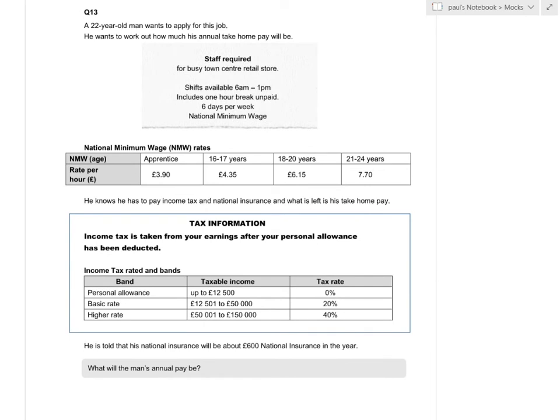A 22-year-old man wants to apply for the job. He wants to work out his annual take-home pay. Staff required for busy town centre. Shifts available 6 till 1. Includes 1 hour break unpaid. 6 days a week. National minimum wage. He knows he has to pay income tax and all that kind of stuff on his take-home pay. So how many hours? Rate per hour.